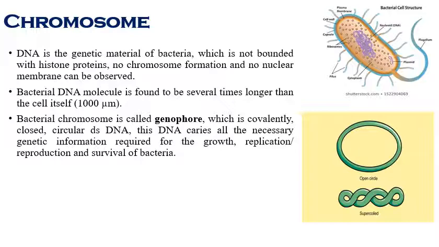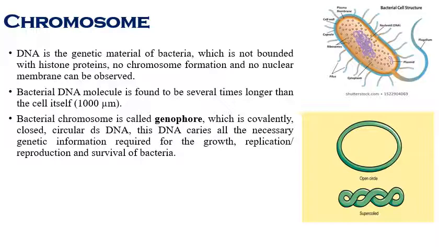Here all the genetic information that the bacteria will require is contained in the chromosome. Usually this chromosome is several hundred times longer than the bacteria, mostly around 1000 micrometer. In the introduction, I told you the size of bacteria ranges from 1 to 2 by 2 to 5 micrometer in diameter. The chromosome length itself will be 1000 micrometer, which means several hundred times longer than the bacterial cell length.